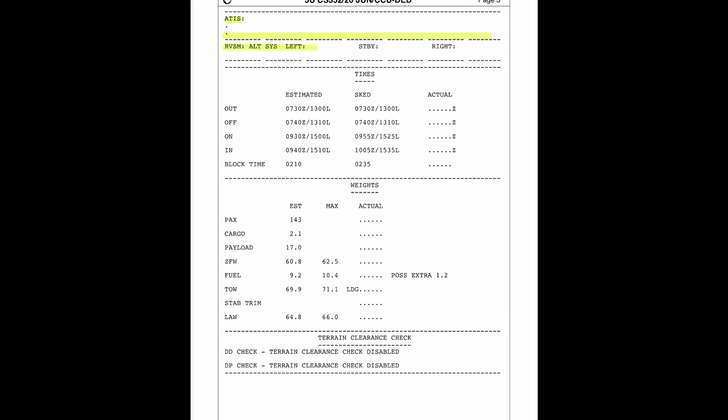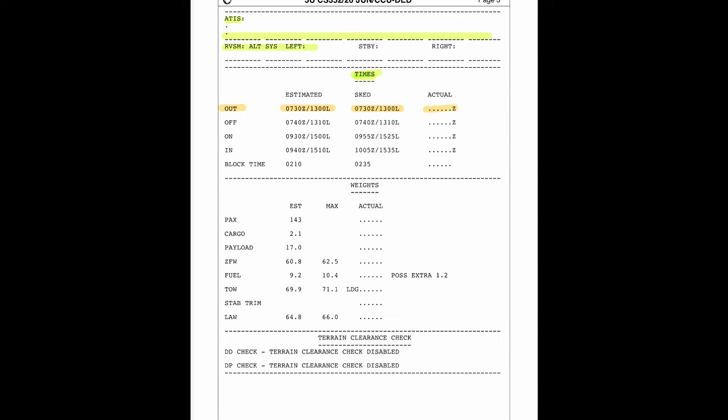RVSM checks are on. So now we have times. Out time means your pushback time. For example, we have Zulu time actually, so this is 070330 Zulu, which is approximately 1300 hours local. And scheduled time is 070330 Zulu time, and this is the local time actually.